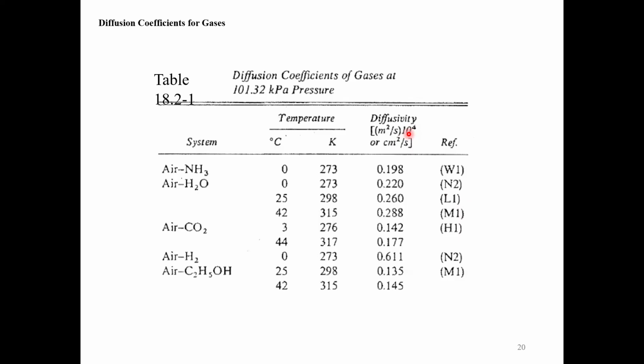For this case, the diffusivity for air through ammonia is basically 0.198, and when 10 to the power comes to the other side, it's basically 10 to the power minus 4. So the diffusivity for all of the values in this column is in the order of 10 to the power minus 4. Just try to remember the order for the diffusion coefficient of gases. It's 10 to the power negative 4 meter square per second.